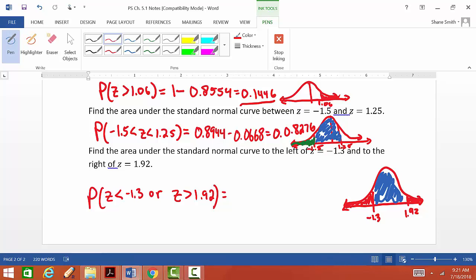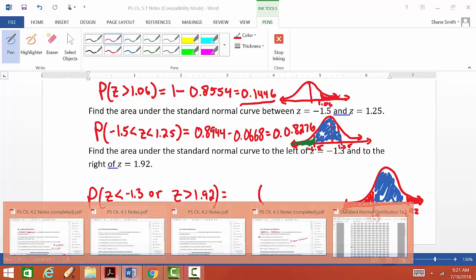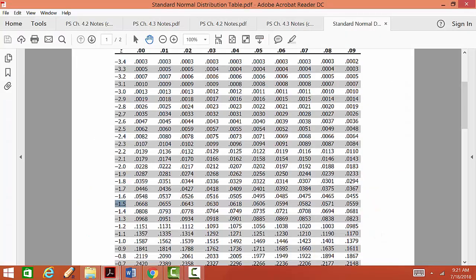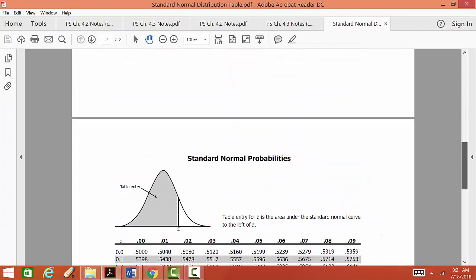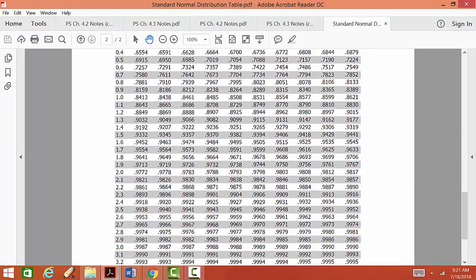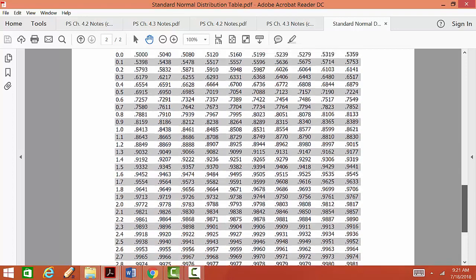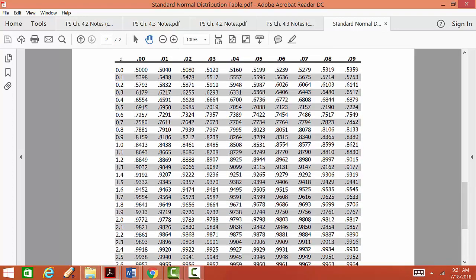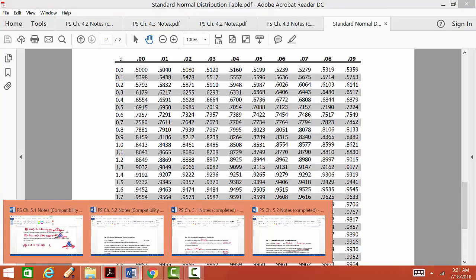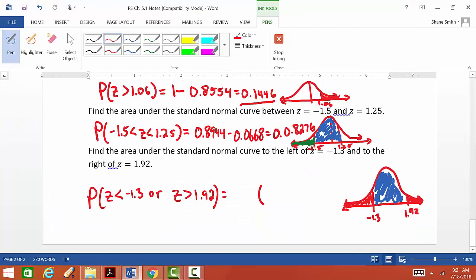So I'm going to still find the area in between, which is the blue area. So I'm going to look up 1.92. So I'll put this in parentheses. I'm going to look up 1.92. Let's see, 1.92 is... I like to look at my headings here. 0.9726. So I'm going to write that down. So that's the area to the left of 1.92.